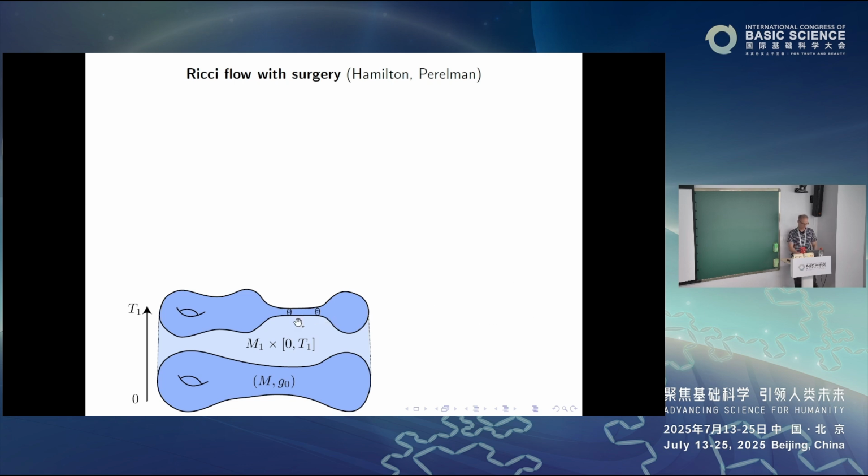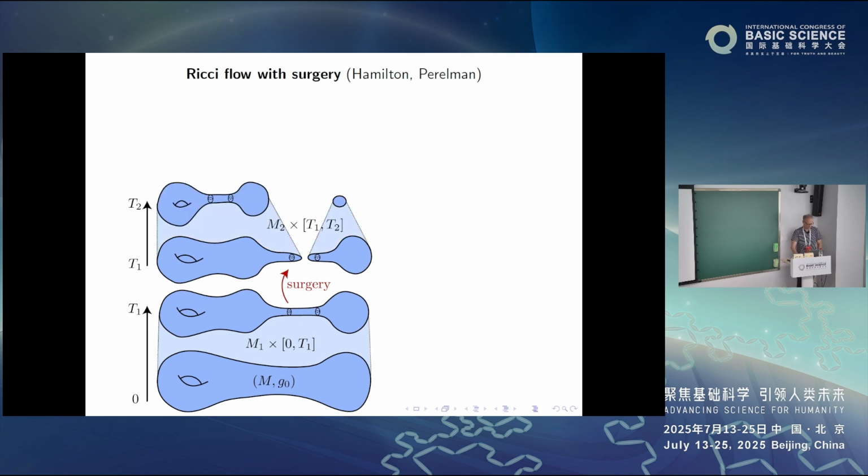Then you identify the region where the metric is either blown up or the curvature is large. And then you find neck regions on either side and you cut along the cross-sectional two-spheres and throw away the bad part of the manifold and then cap it off. So this is called surgery. Now you have a compact manifold and you can restart the Ricci flow, okay? And then maybe do surgery again, and so on.